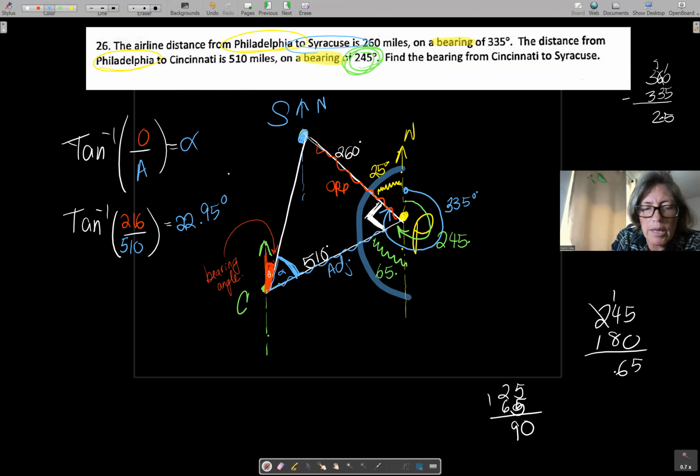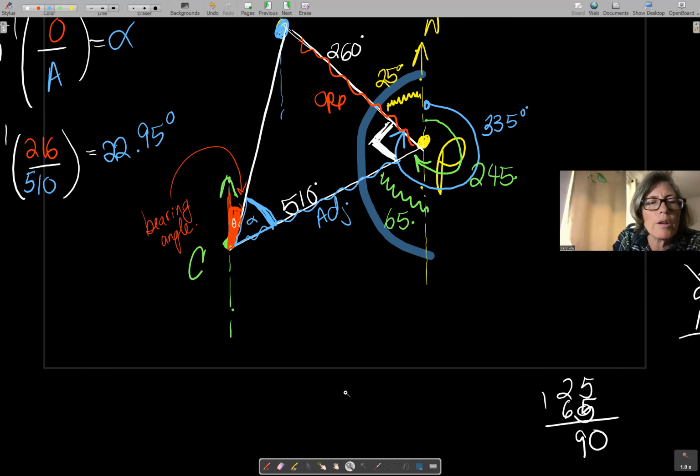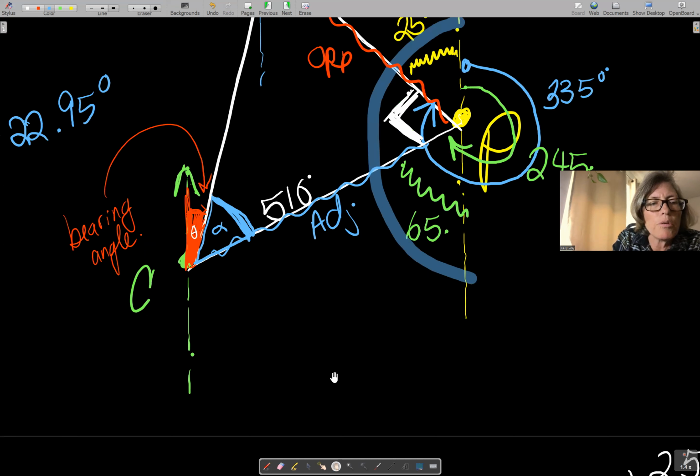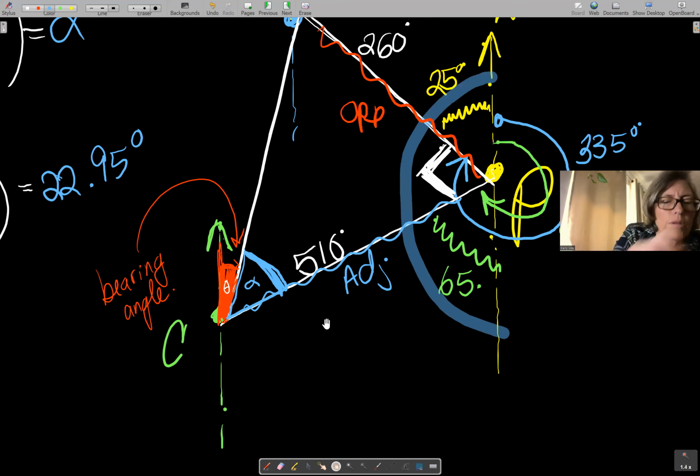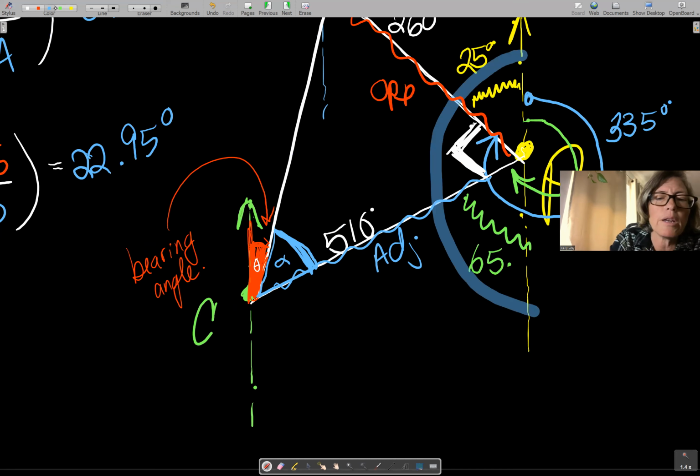22.95 degrees. Okay, let's get real close up here. So what you just found is this little angle right here, 22.95 degrees. You're trying to get that red angle, and you're like, I really wish I knew what this whole thing would be, because if I knew that, I simply subtract from it.